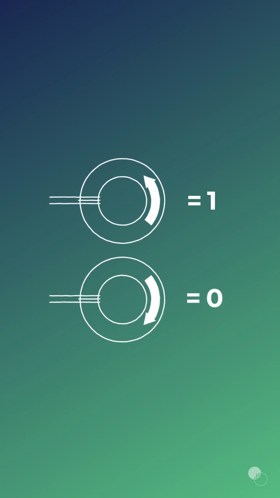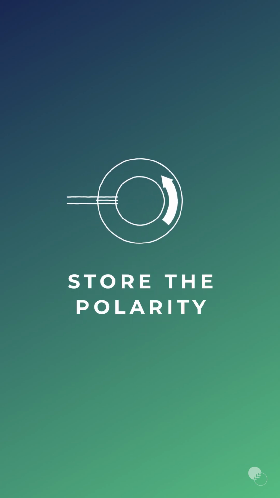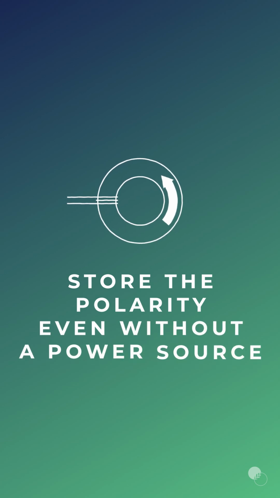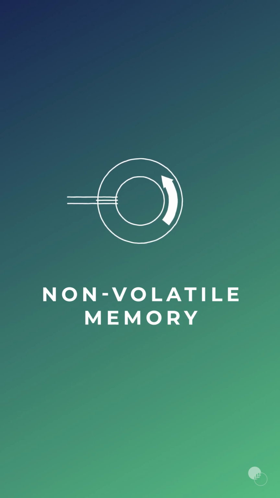The big kicker here is that the magnetic core is able to store this polarity even without a power source, meaning that this is what we would call non-volatile memory, or the kind of data storage we're used to today, where you can switch off your computer and walk away and all your saved data is still there.